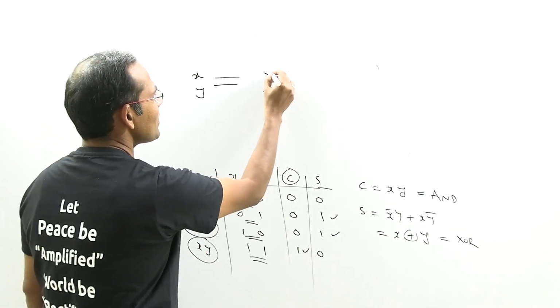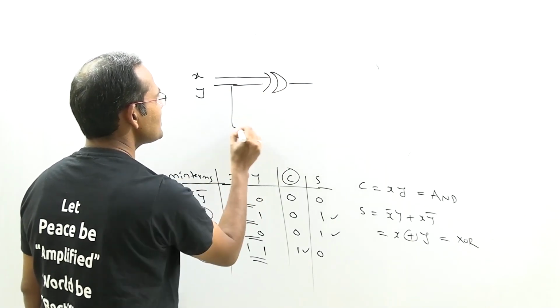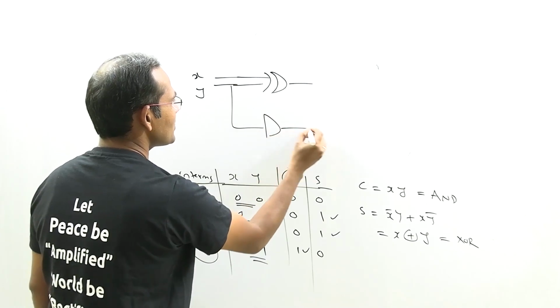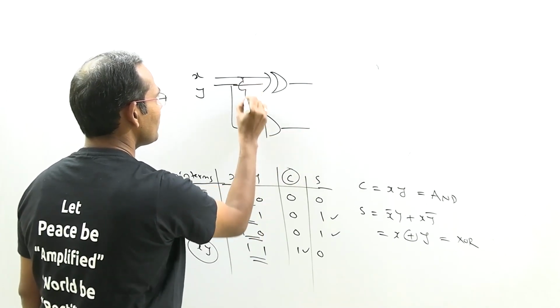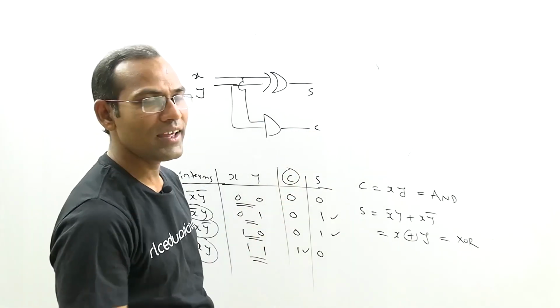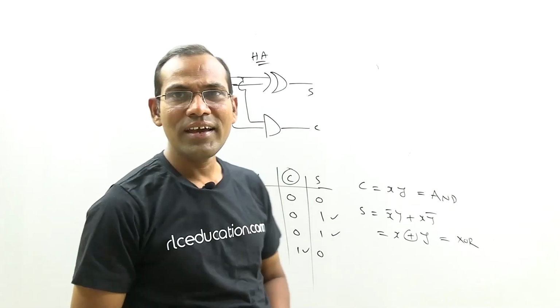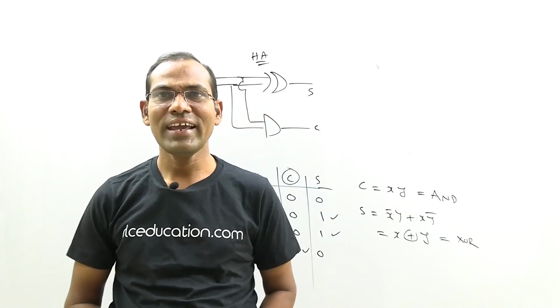Sum is a XOR operation, so take one XOR gate. Carry is AND operation, so take an AND gate. Like this we can design a half adder. Half adder contains one XOR gate and one AND gate.